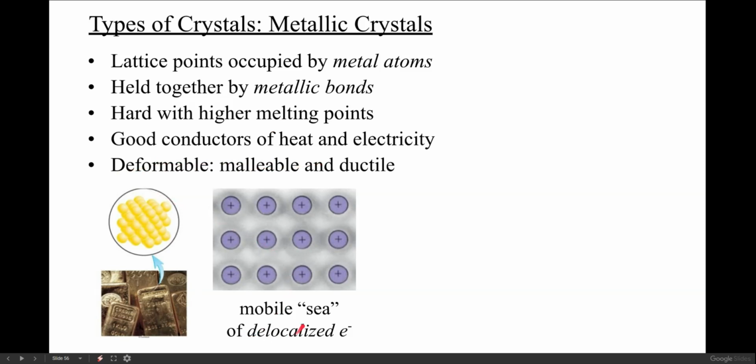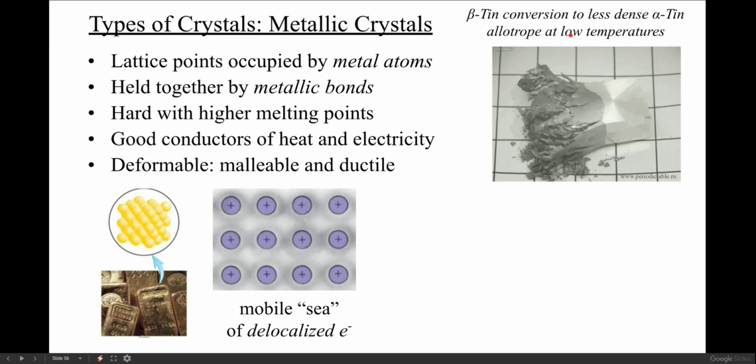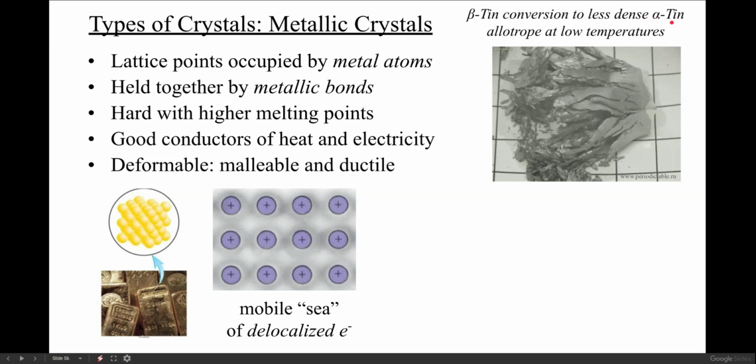And this goes back to the whole electron sea theory. So their electrons are able to move about and they're delocalized. And so these bonds are non-specific. So if you push on some of these atoms and make them move, the other ones can move. They can adopt new configurations and be just as happy. Again, there are different allotropes of many metals. This one is a conversion of beta tin to alpha tin.